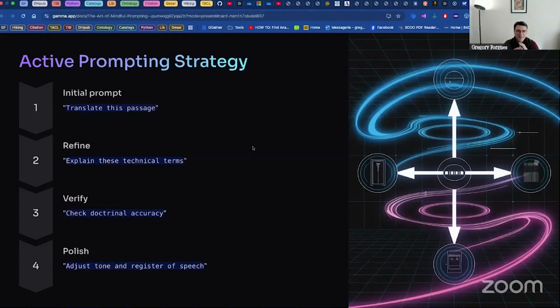When you test these tools, when you work with them, some of them allow you to keep asking questions. For example, if you're with Claude and you ask for a translation, you can go on and say, okay, explain these technical terms, check doctrinal accuracy. What I was explaining in the last session, you may have overlap sometimes in terms of semantic value of Tibetan terms for their English translation, but sometimes it doesn't quite work.